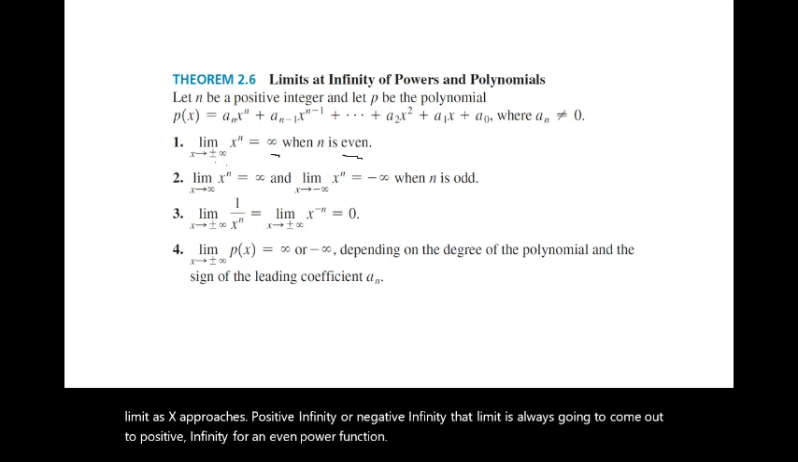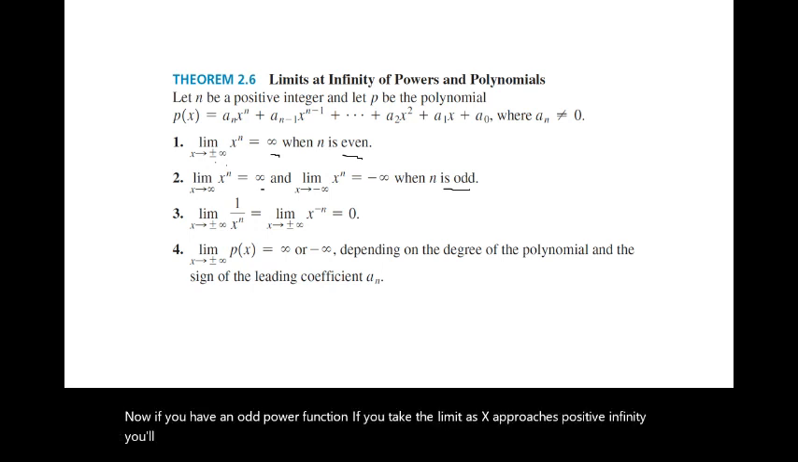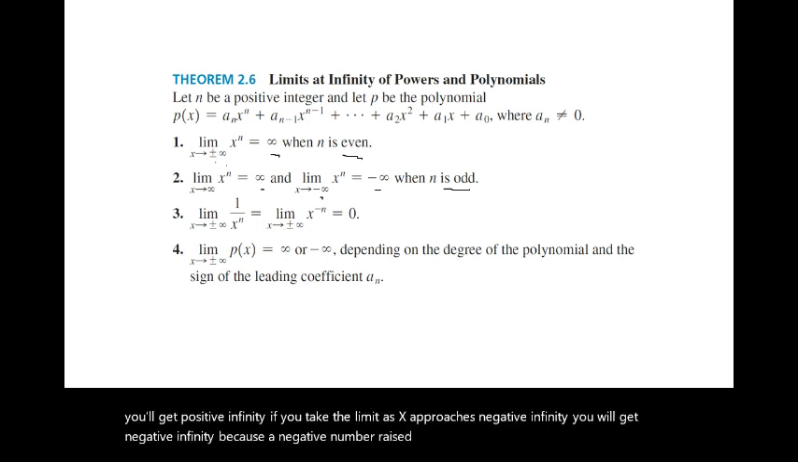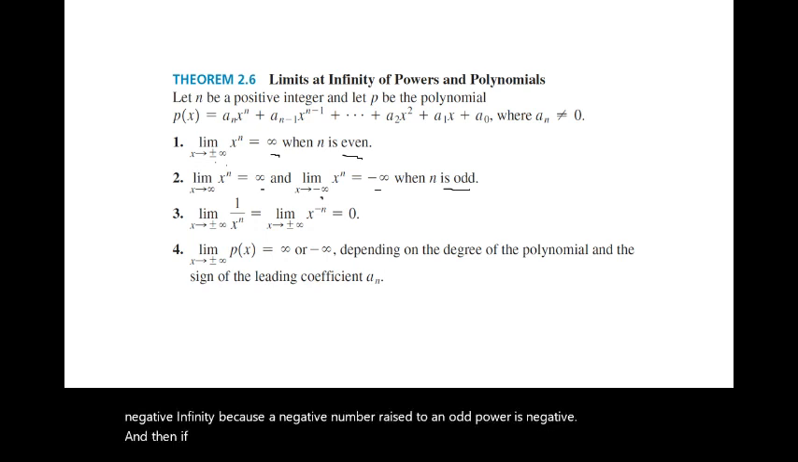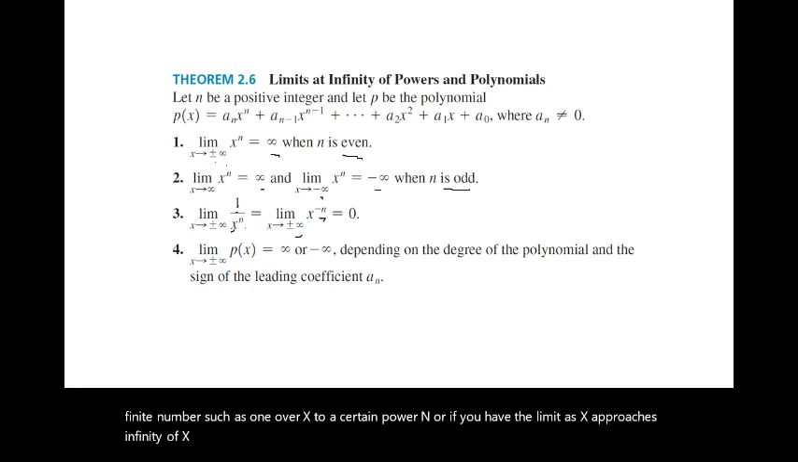Now, if you have an odd power function and you take the limit as x approaches positive infinity, you'll get positive infinity. If you take the limit as x approaches negative infinity, you will get negative infinity, because a negative number raised to an odd power is negative. And then, if you have the limit as x approaches either positive infinity or negative infinity of a finite number such as 1 over x to a certain power n, or if you have the limit as x approaches infinity of x to the power of a negative n, it doesn't matter.